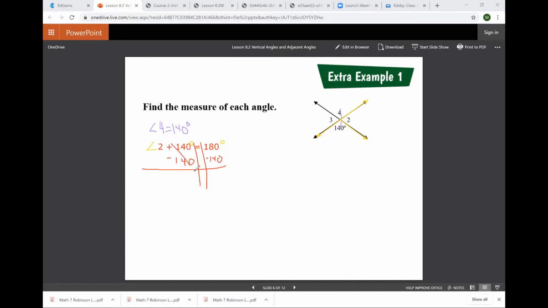So here we go, these cancel out. I'm just left with angle 2 equals 180 minus 140, which is 40. So angle 2 is 40 degrees. If you know angle 2, what other angle do you know? I know angle 3. Angle 3 is 40.